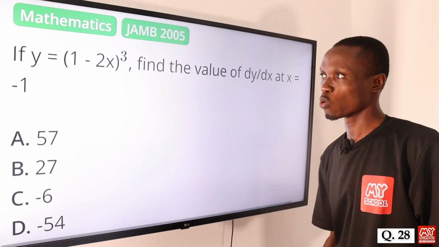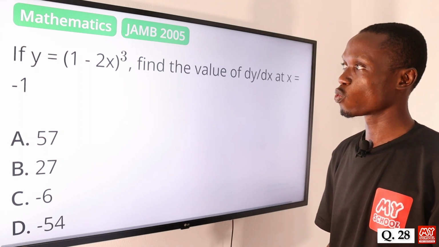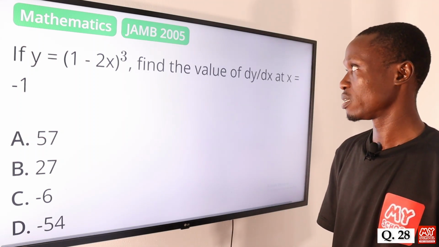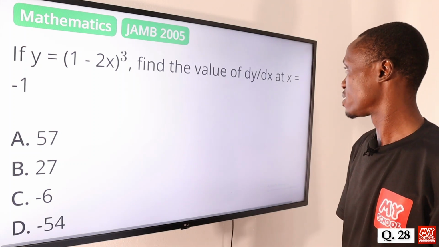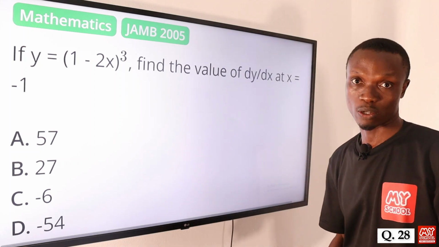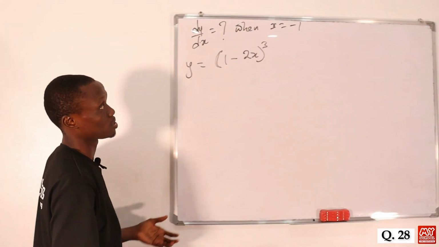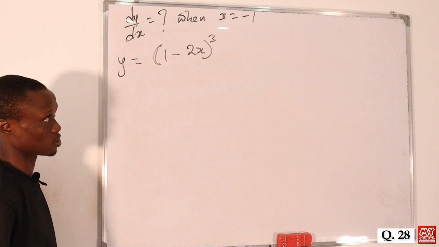If y is equal to (1 minus 2x) raised to power 3, find the value of dy/dx at x is equal to minus 1. So let's move over to the board to provide answer to this question. This is a simple question on differentiation.